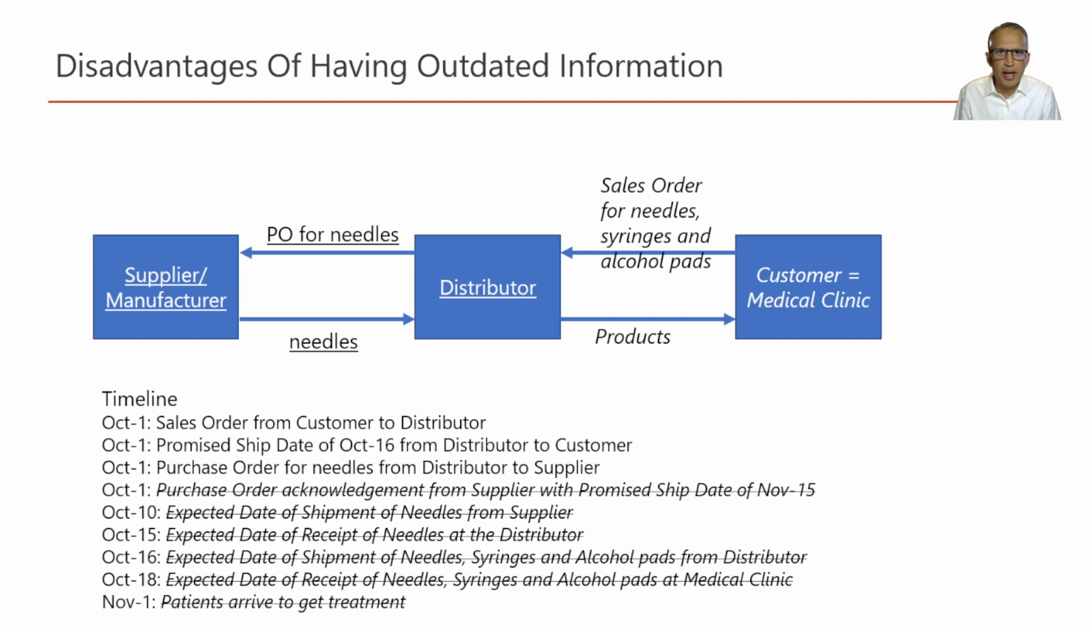Conversely, if we have an efficient process to obtain the information and act on it quickly, then maybe the distributor could have tried to obtain the needle from other manufacturers, failing which they could have informed the clinic in time for them to reschedule the patient visit.